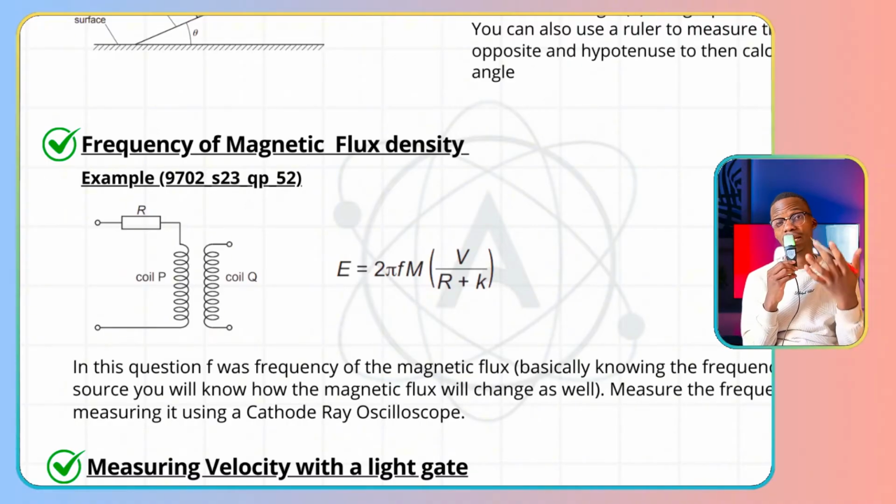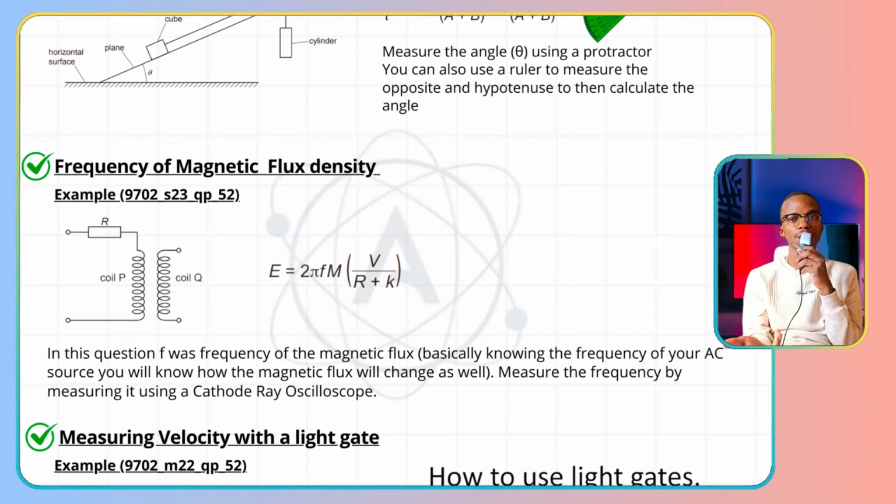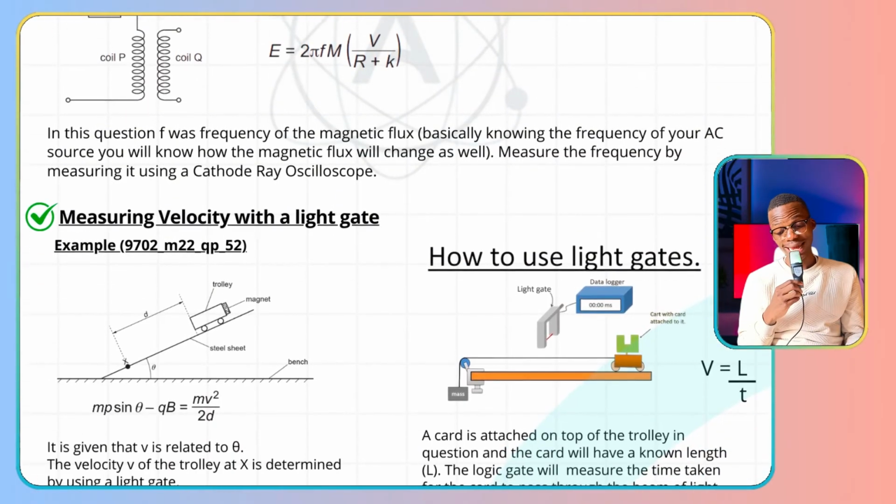So if you see a question that is magnetic flux, you're going to measure the magnetic flux frequency of that using a cathode ray oscilloscope. Usually when you have frequency, you can easily get away with just using a cathode ray oscilloscope, to be honest, really. Next up is measuring velocity with a light gate.